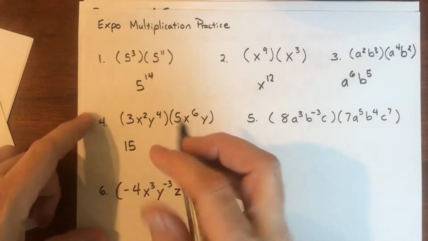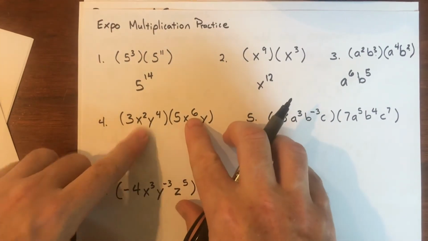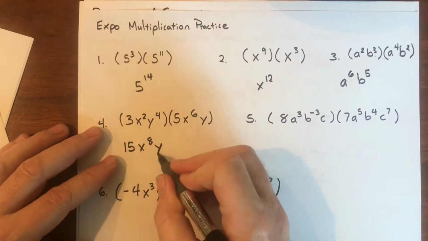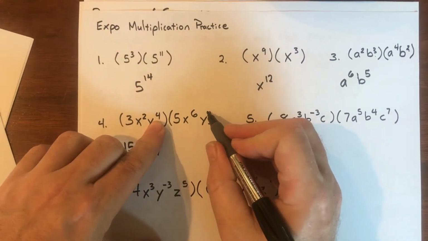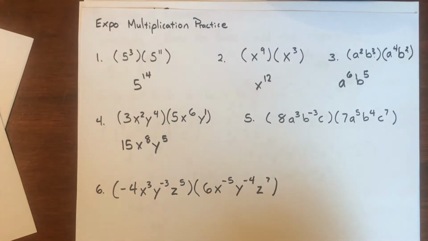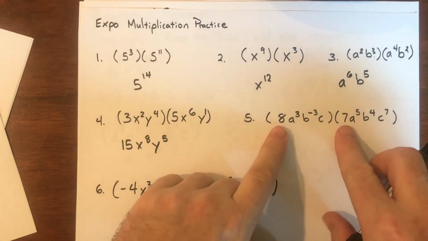Keep that base of x. 2 plus 6 is 8. Keep those y's. I got a 4 plus a nothing. The nothing is really 1. 4 plus 1 is 5. Moving over to number 5.